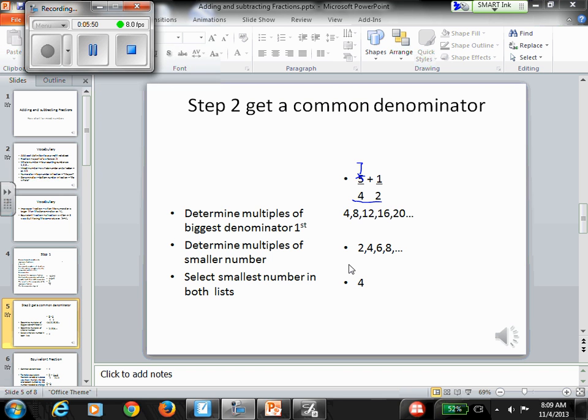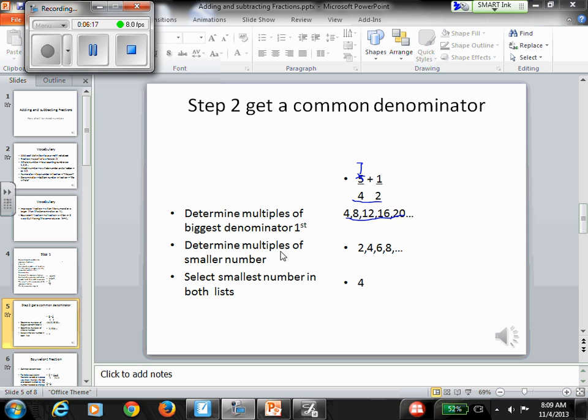So what we need to do is come up with a common denominator. To determine the common denominator, we're going to list the multiples. When I say multiples, that means I'm going to make the number bigger, but I'm going to basically skip count. So I'm going to come up with the multiples of 4. Those are 4, 8, 12, 16, 20. Now I can go on forever.